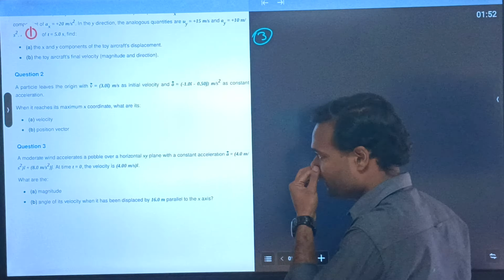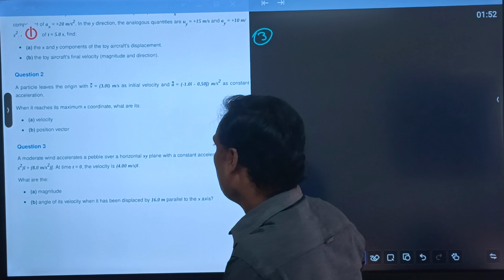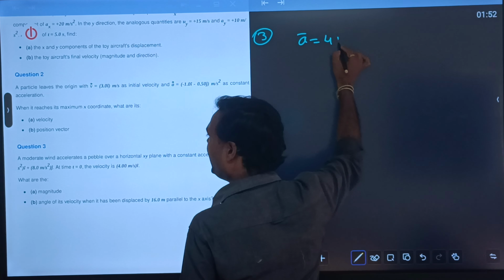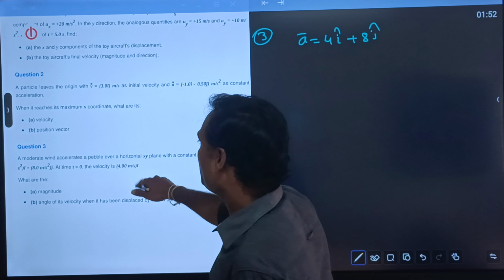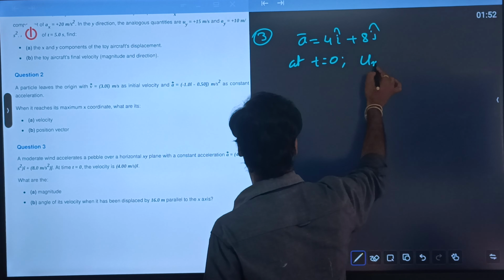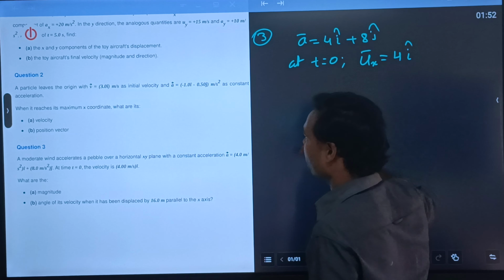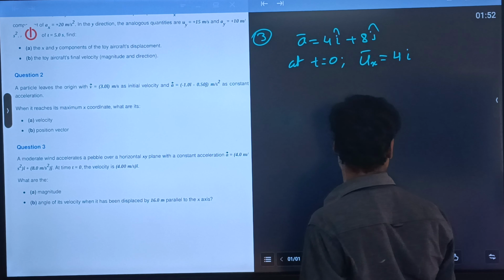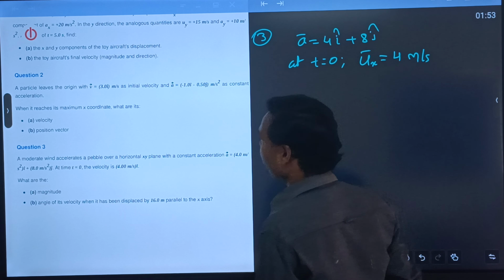The third question is: a moderate wind accelerates a pebble over a horizontal xy plane with a constant acceleration of 4i plus 8j. At time t equals 0, its initial velocity on the x-axis is 4i, where i represents the x-axis. That means its initial velocity on the x-axis is 4 meters per second, right?